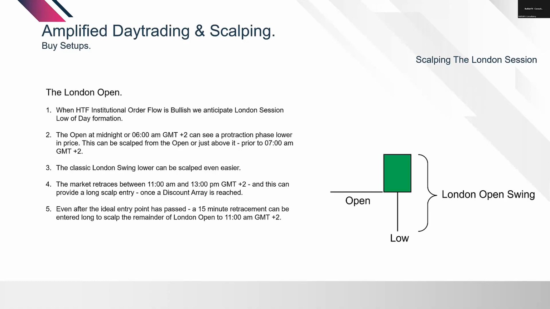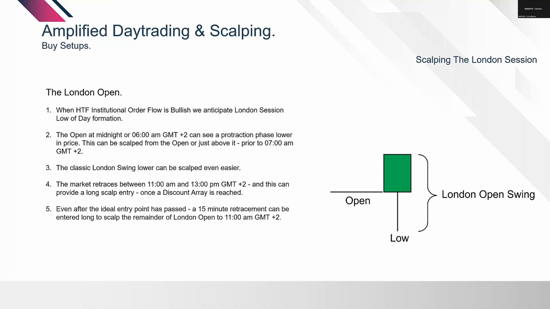Now, if you're scalping the London open, when higher time frame institutional order flow is bullish, we anticipate the London session low of the day formation. The low of the day is going to be formed during the London session. The open at midnight or 6 a.m. GMT plus 2 can see a protraction phase. A protraction phase is basically a retracement lower in price. This can be scalped from the open or just above it prior to 7 a.m. Exactly what we have seen on dollar index. Prior to 7 a.m., price was below our Asian range low and also below our opening price for that day.